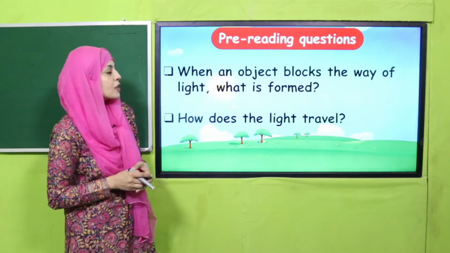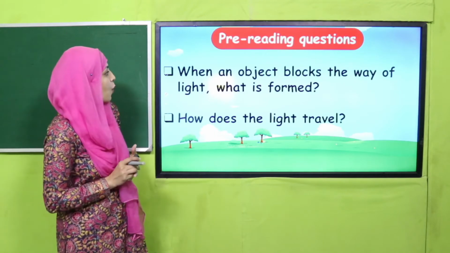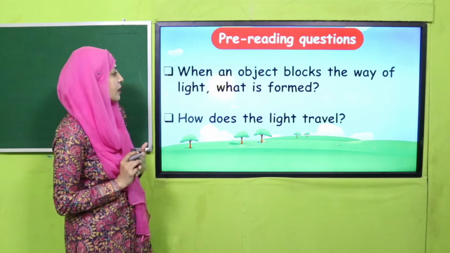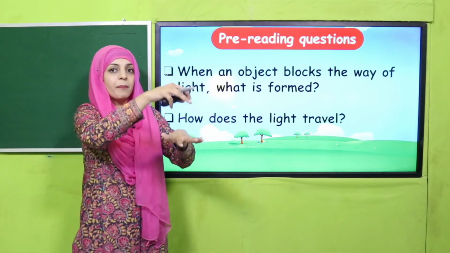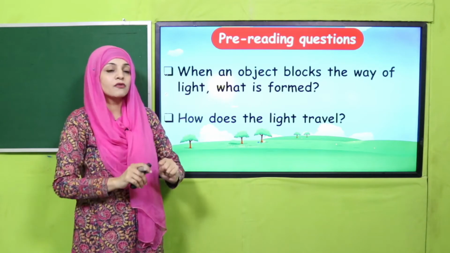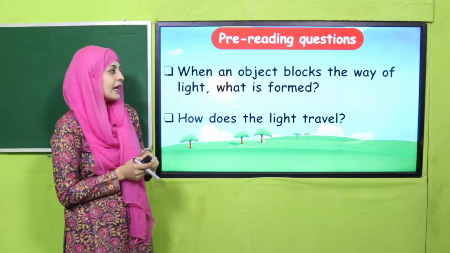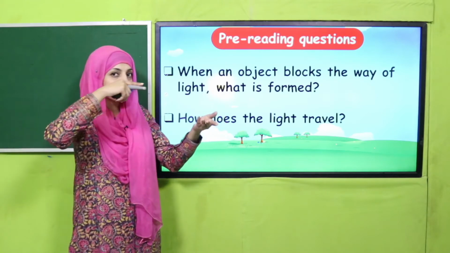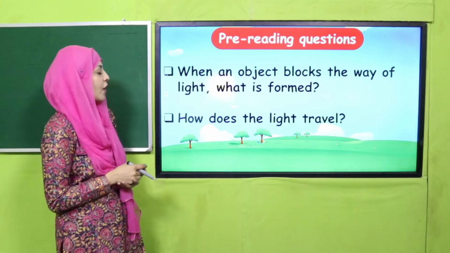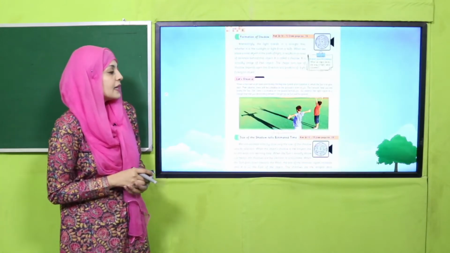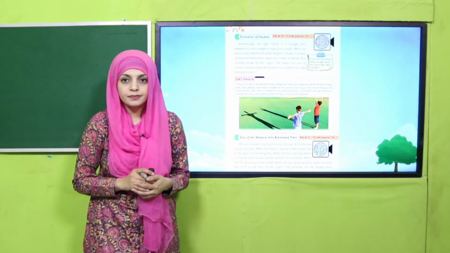So my dear students, some pre-reading question before we move on towards the main lesson. When an object blocks the way of the light, what is formed? I showed you just now. When the path of the light is blocked, what is formed? Shadow. Very good. How does the light travel? Light travels in a straight line. Very good. So my dear students, quickly open page number 8 in your books.